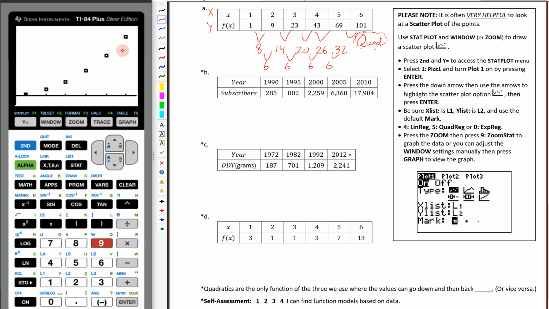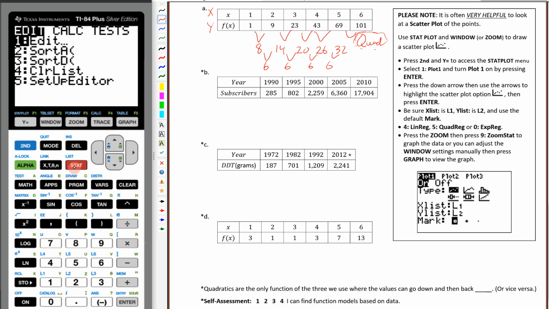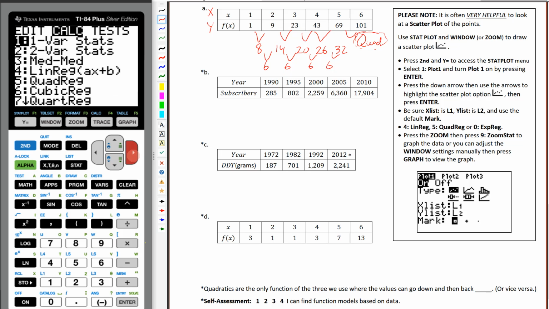So let's have the calculator find out what this is. We've got this evidence right here that it is actually quadratic, so let's just do a quadratic regression. We're going to hit the stat button, then come over to calculate. We think it's a quadratic, so we're going to do a quadratic regression.